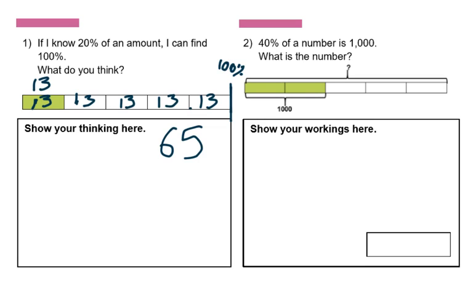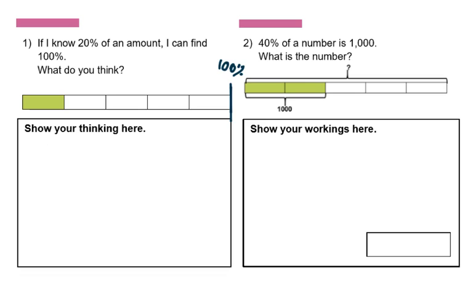By the way, can I use this to work out 10% if I know 20%? I just need to halve it. Half of 13 is 6.5. That's not part of the question, but that's just an extra bit to see if you could remember from yesterday. Okay, so if you know 20% of a number, yes, you can work out 100%.